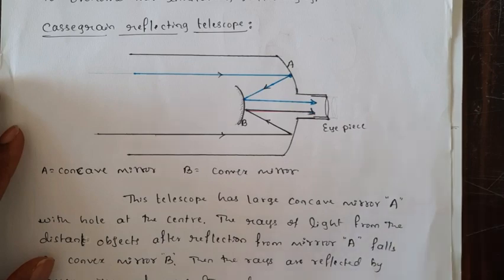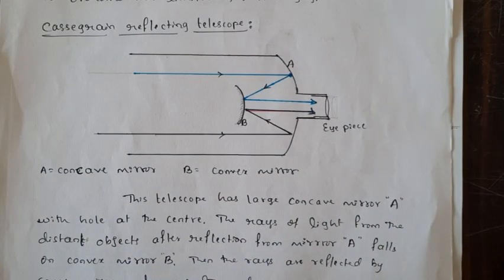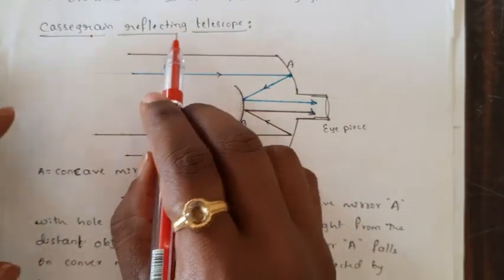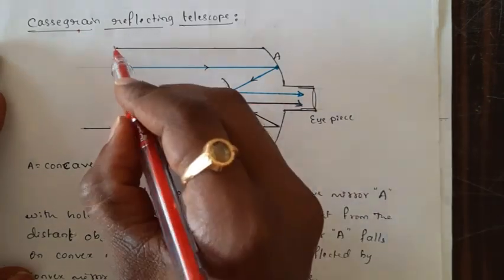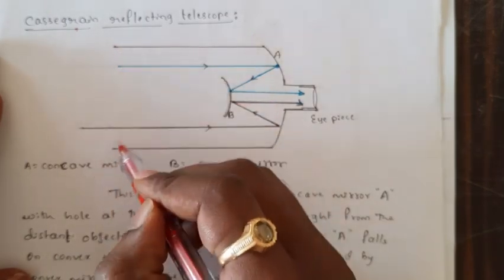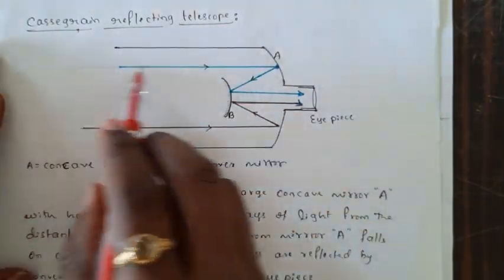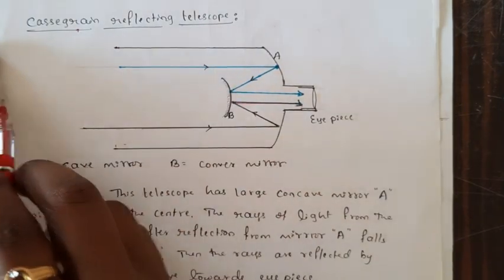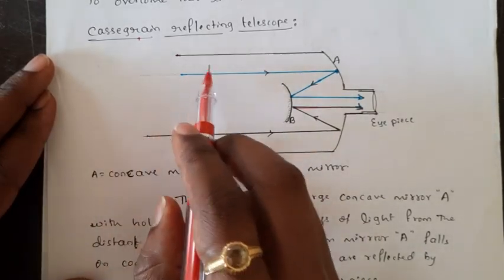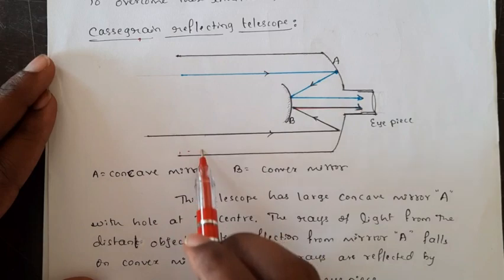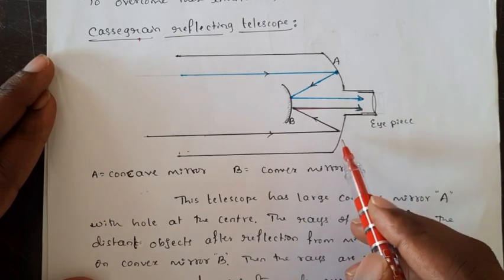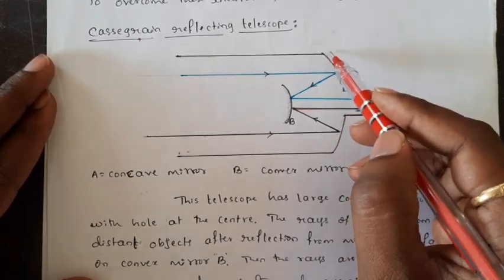This is the reflecting telescope, also called the Cassegrain reflecting telescope. It is named after the scientist who invented this telescope. Here this is the opening of the telescope, from here to here. The rays are coming parallel from the distant object, and those parallel rays enter the telescope. See here, I have taken two rays. It consists of a concave mirror.